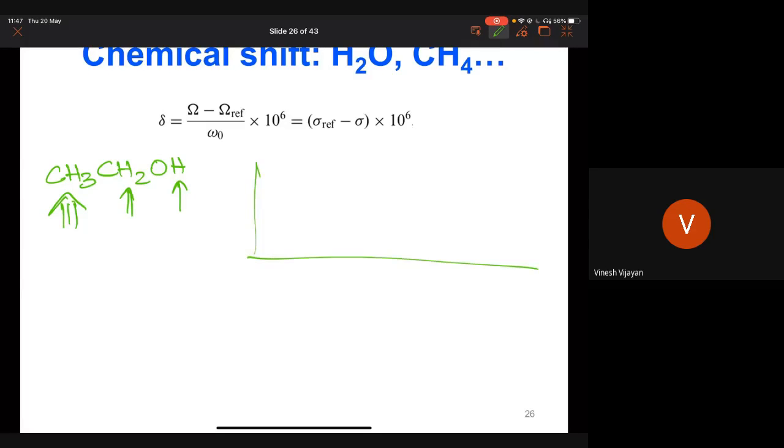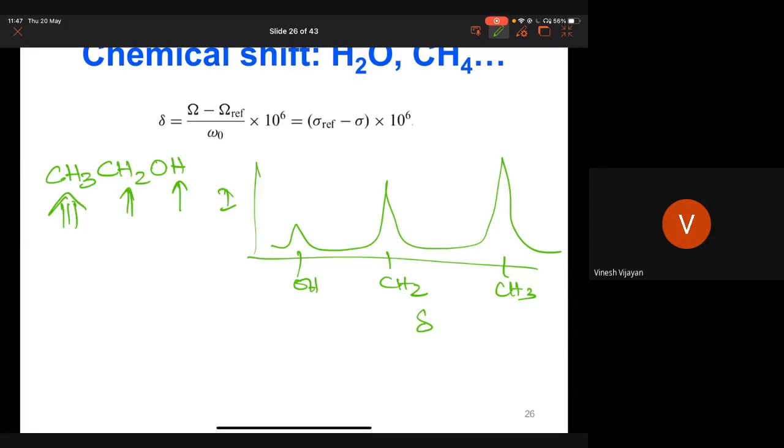And if you take a look at ethanol, you're going to get three resonances that come up, one for the CH3, one for the CH2, and one for the OH. This is the delta scale and this is the intensity. An important thing one has to understand, you have three of the methyl protons, two of the methylene protons, one of the hydroxyl protons. So therefore, if you integrate these resonances, you will actually get 3:2:1 if the experiment has been set up properly.